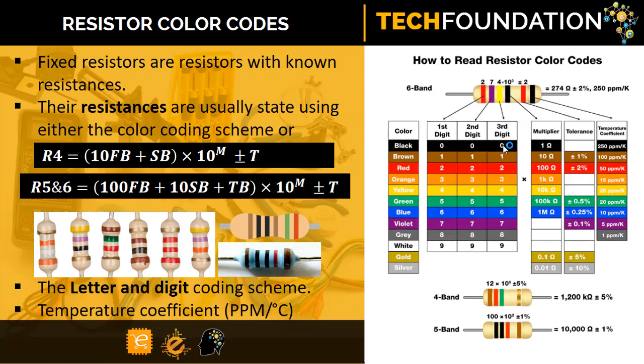Okay, we have 100, and remember here the fourth band is the multiplier, and it's red. Red is 10 raised to the power 2, which is also 100, so we have something like 10,000. Yes, so that gives us 10,000. Okay, 100 times 100, so that gives us 10,000, and the tolerance is brown, so that is plus or minus 1%.